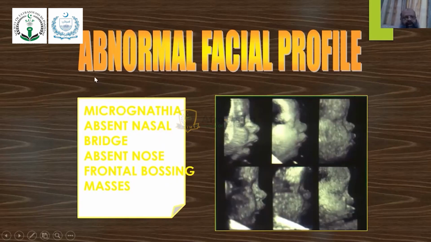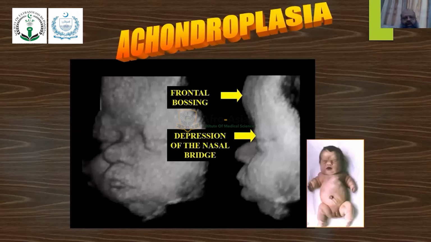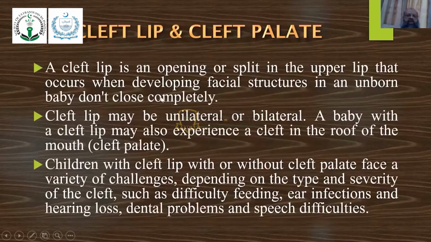Abnormal face profiles include the micrognathia, absent nasal bridge, absent nose, frontal bossing. This is achondroplasia, in which you will get the frontal bossing and depression of the nasal bridge.